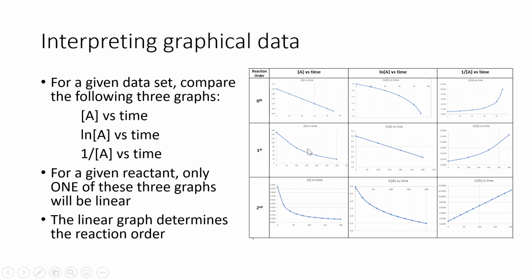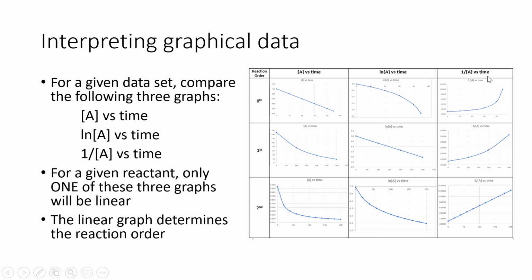So then we can try plotting some other things. If we were to plot the natural log of the concentration versus time, if that graph is linear, that will tell us that the reactant is first order. If the inverse of concentration versus time is linear, that tells us that the reactant is second order. So there are 3 graphs you want to consider: concentration versus time, the natural log of concentration versus time, and the inverse of concentration versus time.